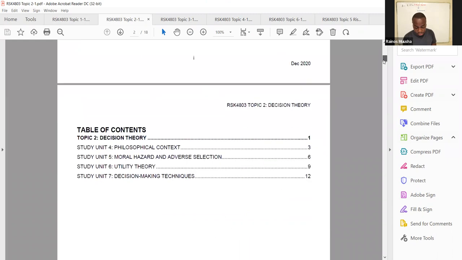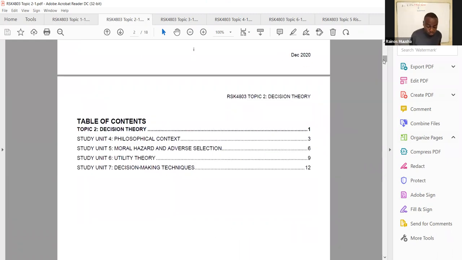So we look at decision theory on topic two. When you look at topic two, we look at it from a historical philosophical perspective to say, how do you make those decisions where you're trying to strike a balance between the best decision for the community and, remember we said the goal of the firm is to maximize shareholders' wealth? So how do you strike that balance between trying to maximize shareholders' wealth and also trying to make decisions that are in the best interest of the community as well?